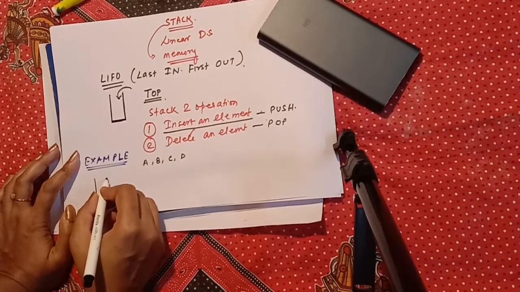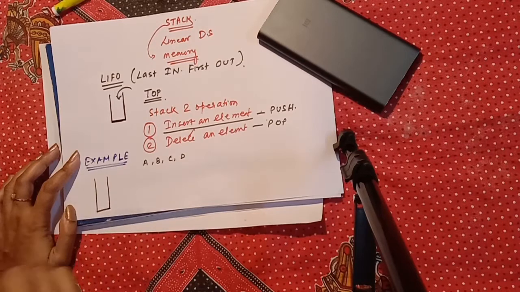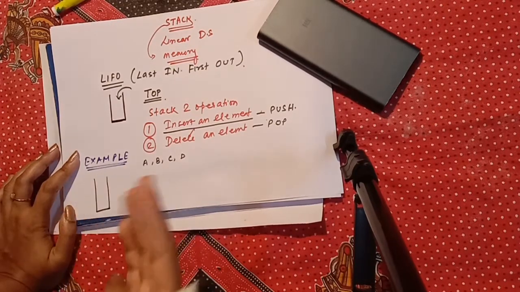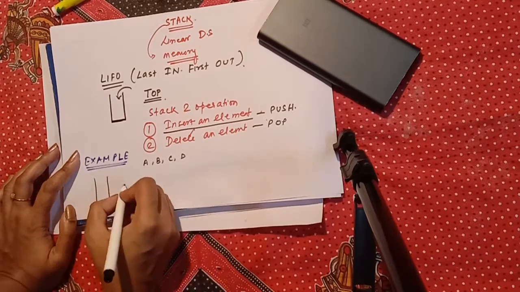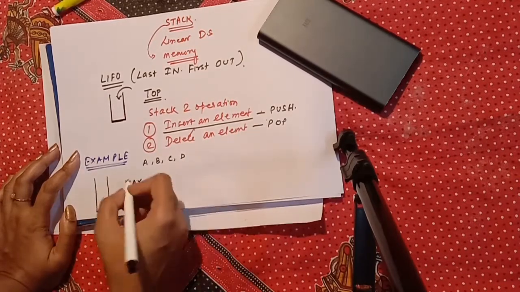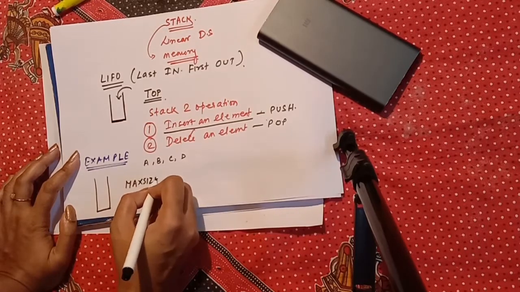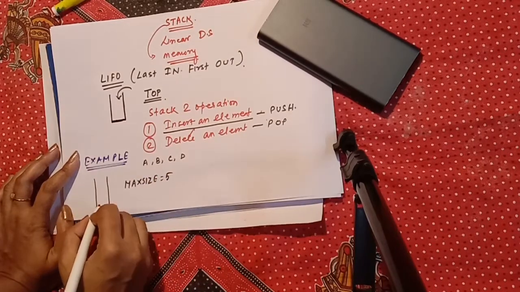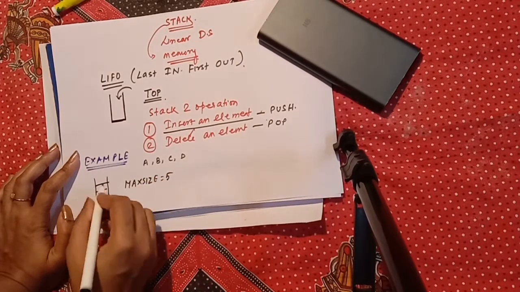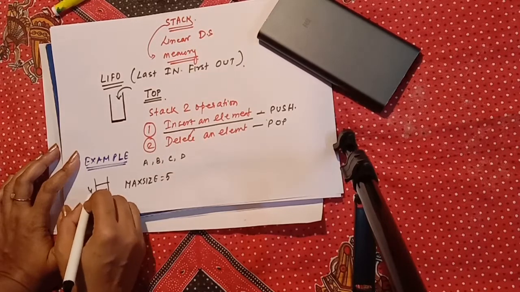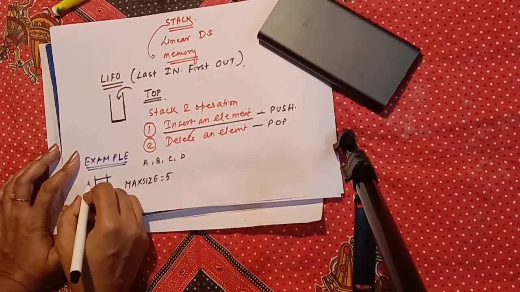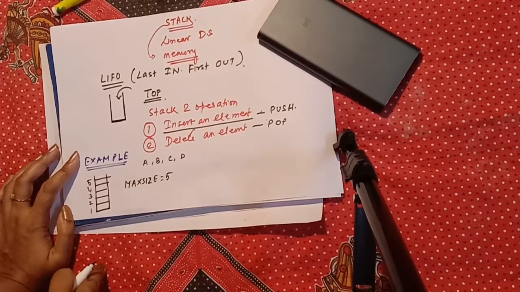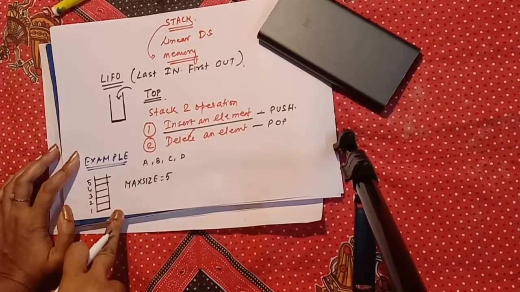So initially we have to declare a memory of stack, and we have to know the maximum size of the stack, which is denoted suppose by a variable max size. Suppose the maximum size of the stack is 5. So 1, 2, 3, 4, and this is 5. Initially we can see that this stack is empty, right?